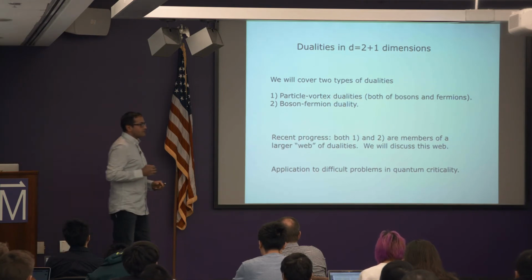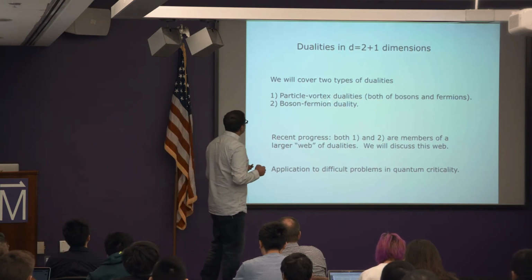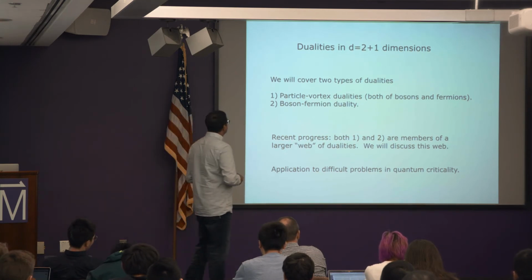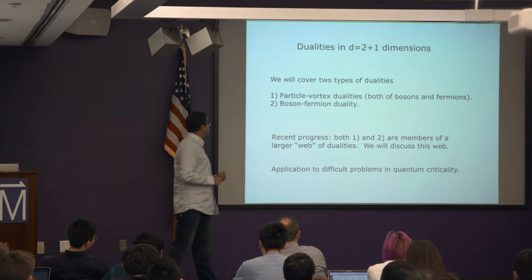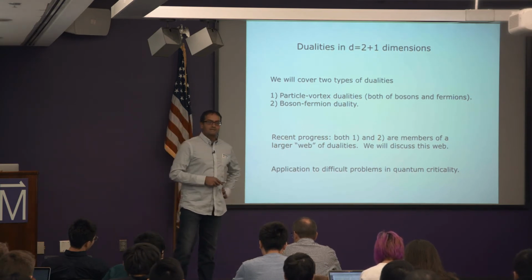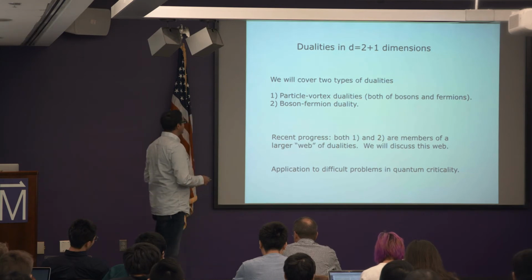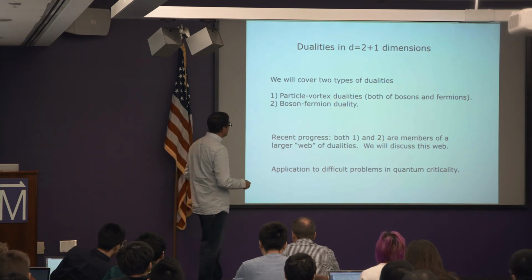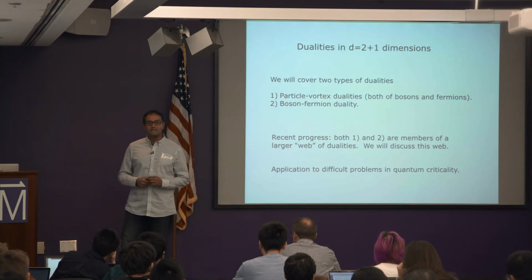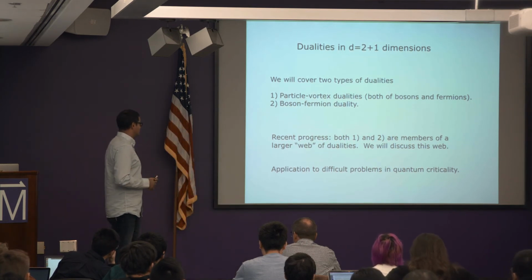In 2+1 dimensions, I will talk about particle-vortex dualities. They will involve both bosons and fermions. And then I'll talk about boson-fermion duality. There's some remarkable progress that has come to fruition recently that shows that both of these are members of a larger web of dualities. And I'll discuss that web in the second part of my second lecture.